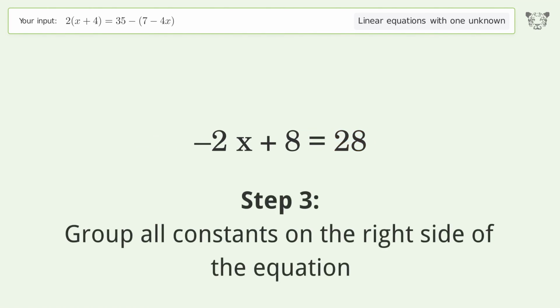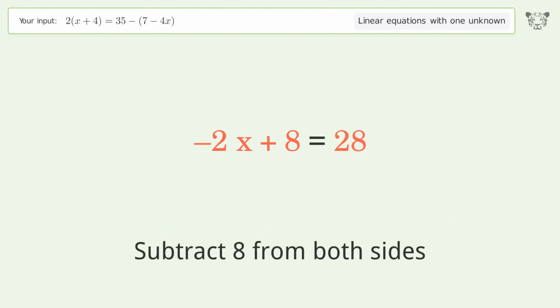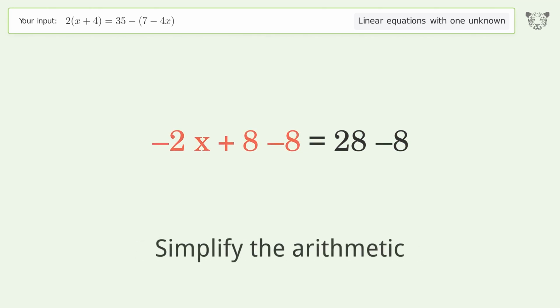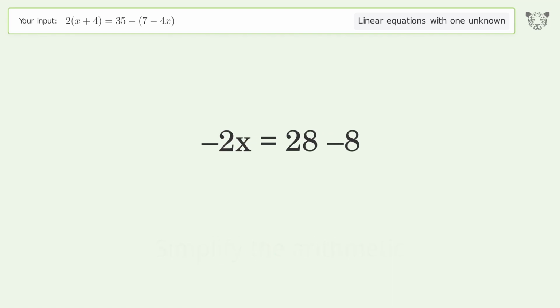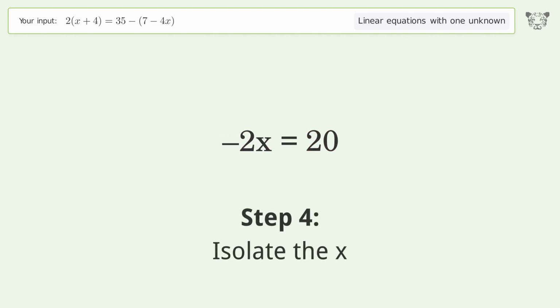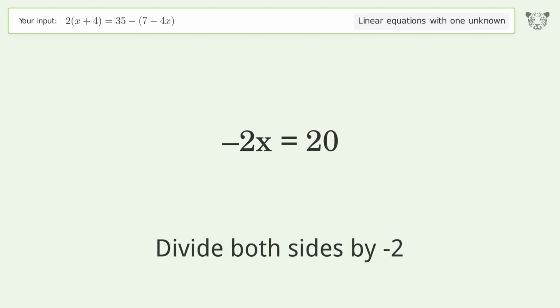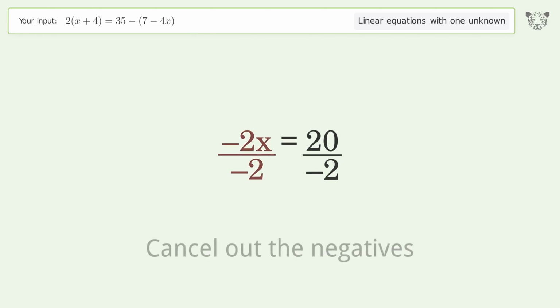Group all constants on the right side of the equation. Subtract 8 from both sides. Simplify the arithmetic. Isolate the x. Divide both sides by -2. Cancel out the negatives.